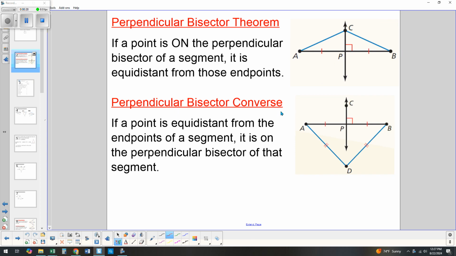Now here are some things that happen when you know a line is a perpendicular bisector. Any point on the perpendicular bisector of a segment will be equidistant from the endpoints. Since C is on the line that bisects AB, C to A and C to B are the same length. And the converse is true: any point that is equidistant from the endpoints of a segment, so D to A and D to B are the same, then that means D has to be on whatever line was considered the perpendicular bisector.